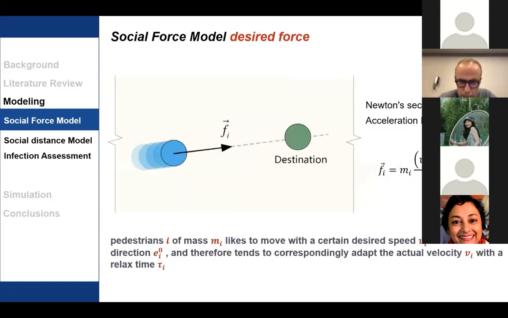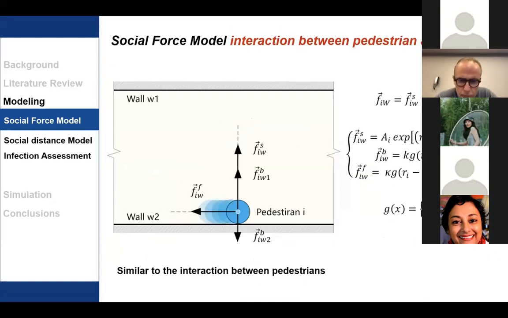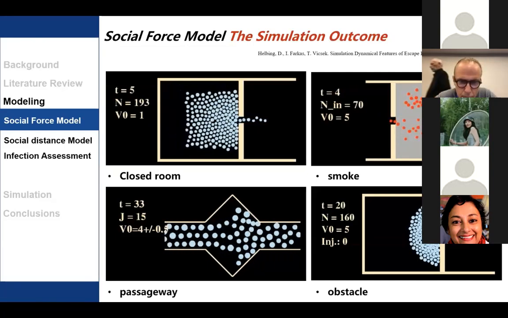Desired force can drive a pedestrian to the destination with a certain desired speed. Pedestrian force can be divided into three forces, namely repulsive interaction force, body force, and sliding friction force. The body force and sliding friction are triggered only when people touch each other. Interaction between the pedestrian and the walls is similar, so I won't go into details here. Finally, this is the simulation result of the social force model for different scenarios.